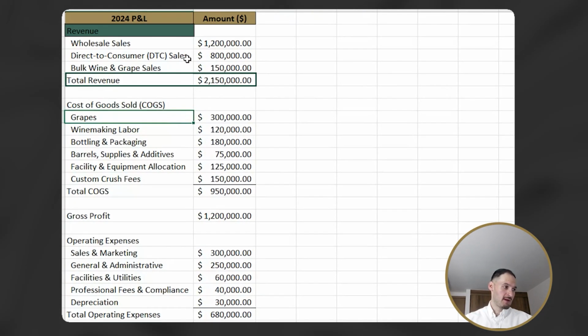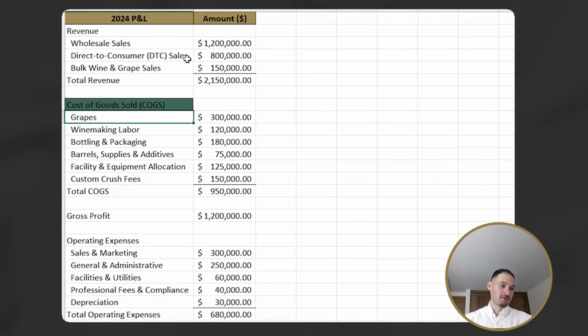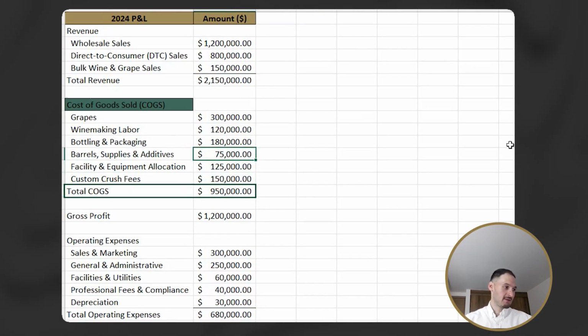And then below that, we have COGS. This is where wineries get tripped up. In our example, total COGS is 950,000 and it consists of grapes, winemaking labor, bottling, packaging, barrel supplies and additives, facility and equipment allocation, and custom crush fees. COGS pretty much represents everything it takes to produce the wine from harvest through bottling. And if you make wine this year but haven't sold it yet, those costs should sit in inventory, not expenses. That's a common reason why margins look off in winery P&Ls.